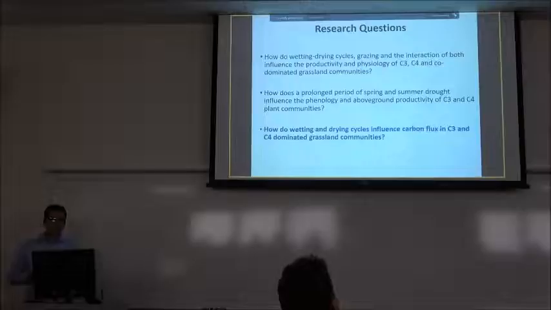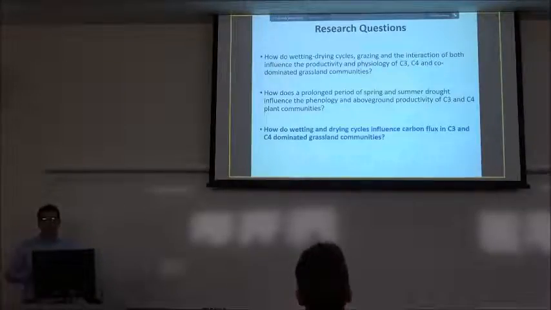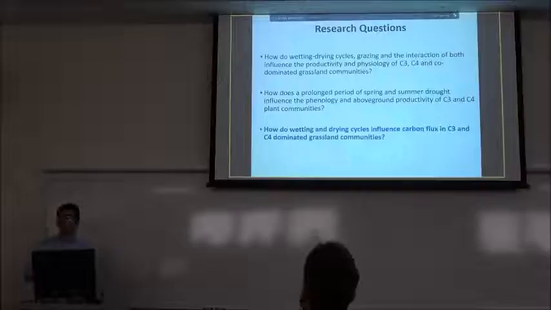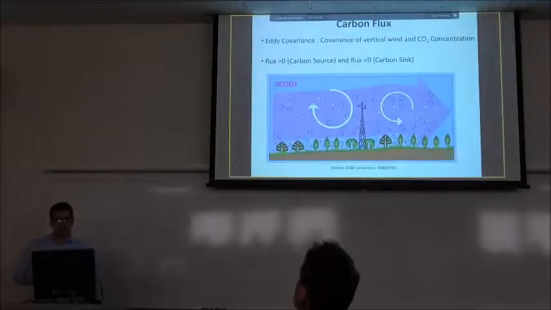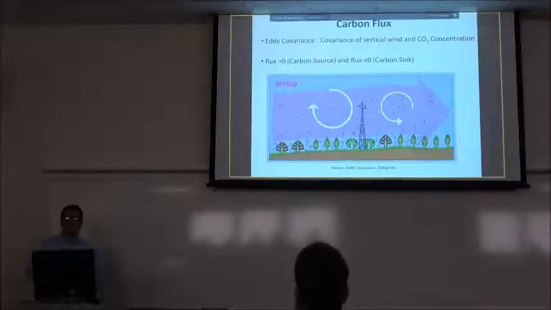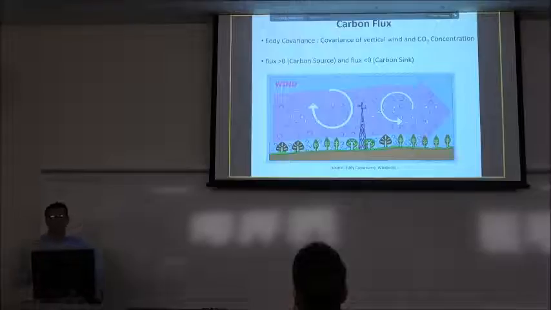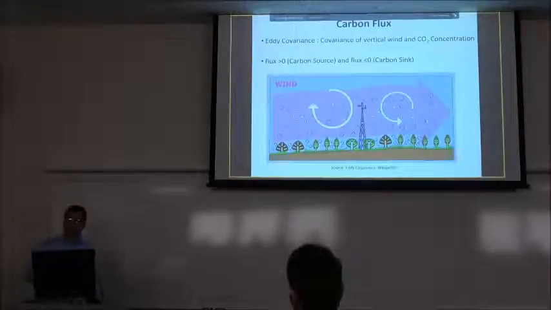In addition to phenology, we will also be looking at the carbon flux during the drought and wetting cycle. So we are interested to know how wetting and drying cycles influence the carbon flux in C3 and C4 dominated grassland communities. The carbon flux will be measured by using the eddy covariance technique, in which we will be looking at the covariance of vertical wind speed with CO2 concentration.